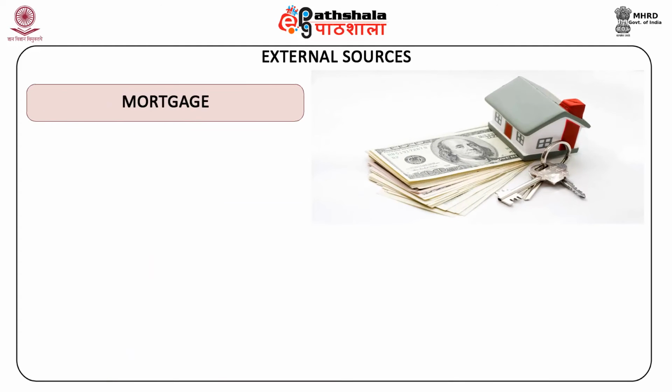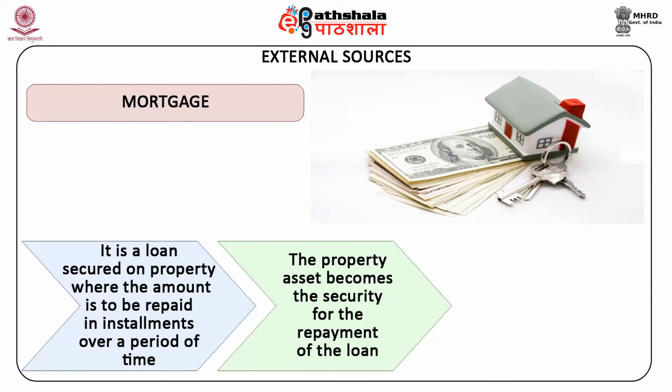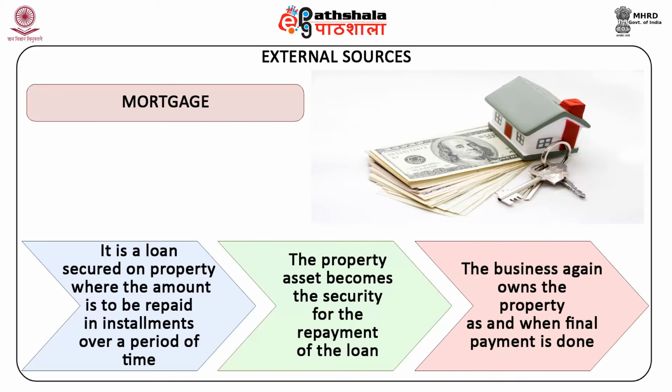Fourth is mortgage. It is a loan secured on property where the amount is to be repaid in installments over a period of time, which is good for budgeting. The property assets become the security for the repayment of the loan. The business again owns the property as and when the final payment is done. This method is considered an expensive method compared to buying with cash.